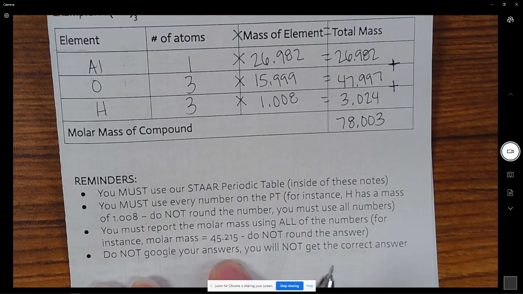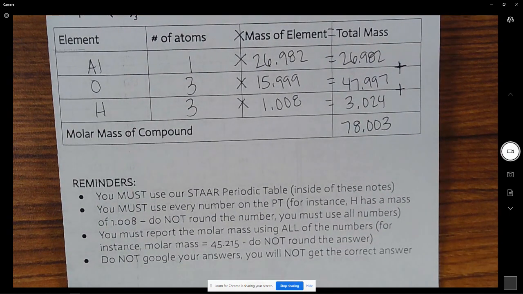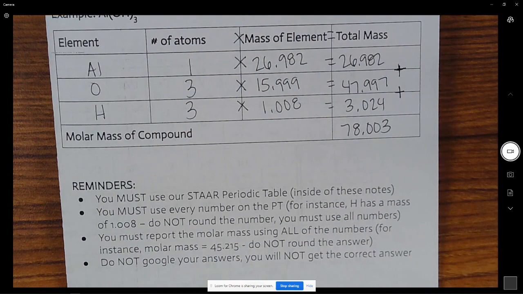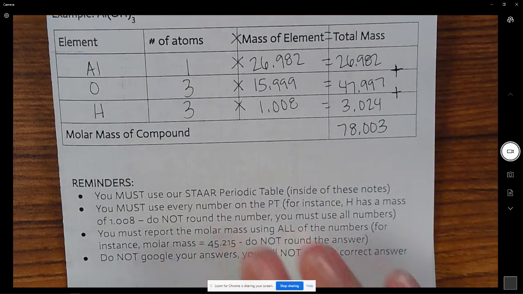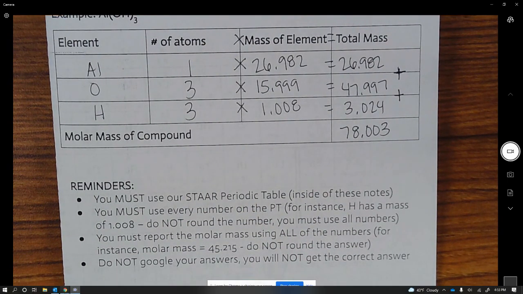Also, do not Google your answers. Chances are, if you Google your answers, 9 times out of 10, you are going to have an incorrect answer because they are not using the same periodic table that we are. There are many different periodic tables out there, and they all have different numbers of sig figs on them. They all round differently. So do not Google your answers. Not always, but 9 times out of 10, it will be incorrect. I'm using very specific numbers. There is no leeway. You either have the right number or you don't. You either follow directions or you didn't. But that is how you calculate molar mass of a compound.